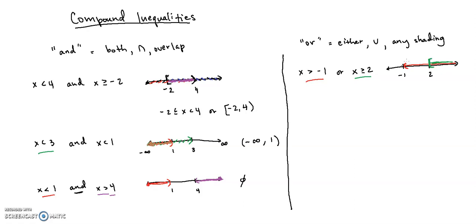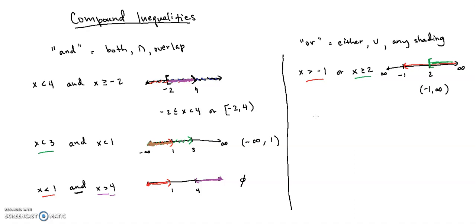Okay, now remember for this one, the solution is anywhere that we have shading. So anything that is shaded counts. So we have everything from -1. We don't have anything here. We've got everything from -1 to infinity because any shading is going to count. So -1 to infinity, we're not included at -1 and we're never included at infinity. Okay, so for the and one, they have to overlap. For the or, it's anywhere that they're shading.